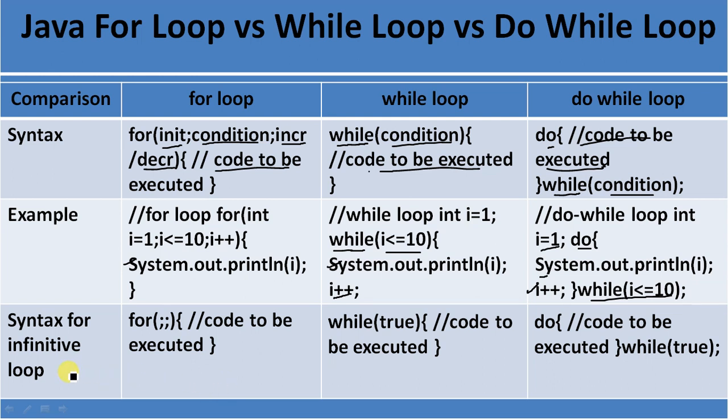Syntax for infinite loop: for with two semicolons, then the code body. This is the sample code for an infinite for loop. Infinite while loop: just while, then pass true and the while loop body. So it is an example of an infinite loop. For the do while, do, a block of code to be executed, and while true. So this is the syntax for an infinite do while loop.